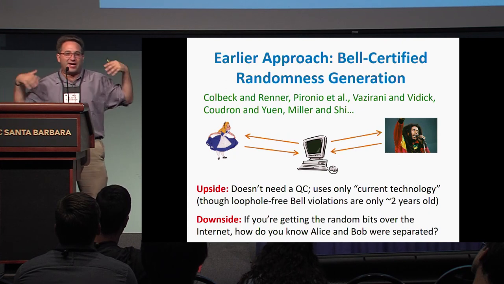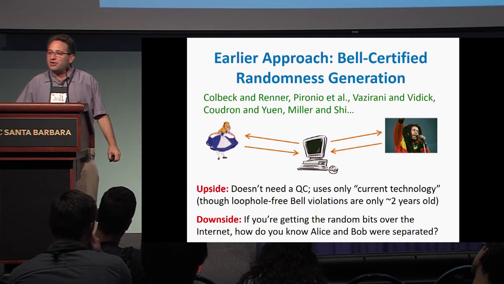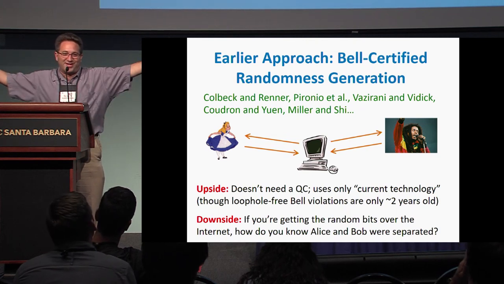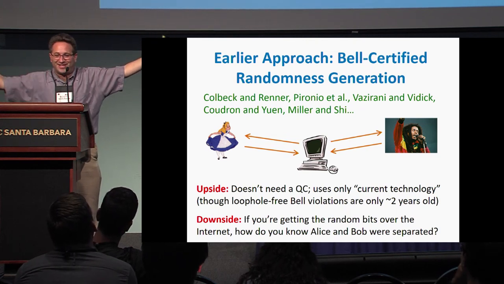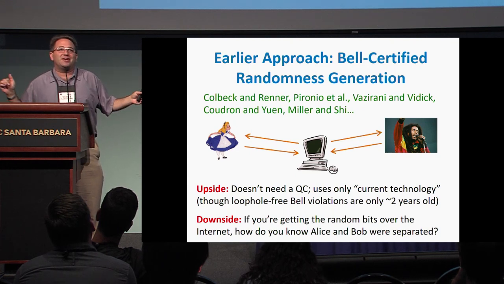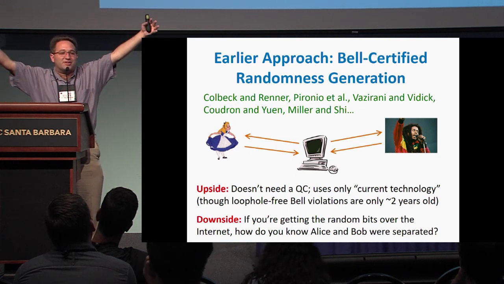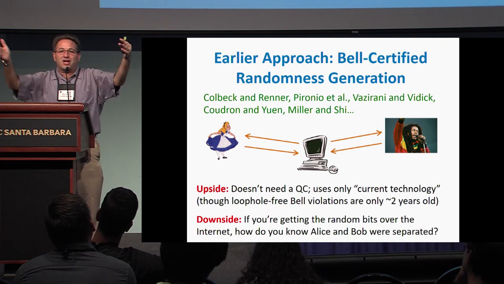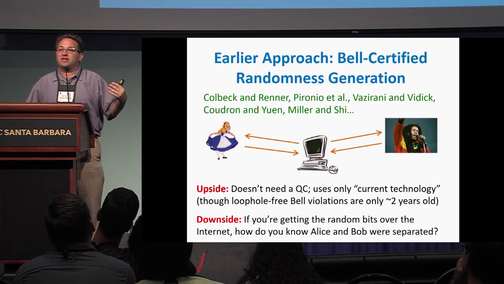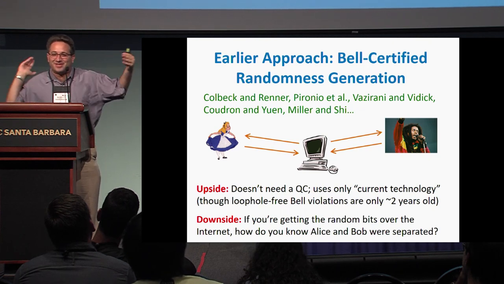If you're getting these random bits over the internet, how on earth do you know that Alice and Bob really were separated by far enough to be violating the Bell inequality? You don't really know anything about what is physically going on at this remote laboratory. All you know is you can submit challenges, wait some amount of time, and then get a result. And then you can check it.